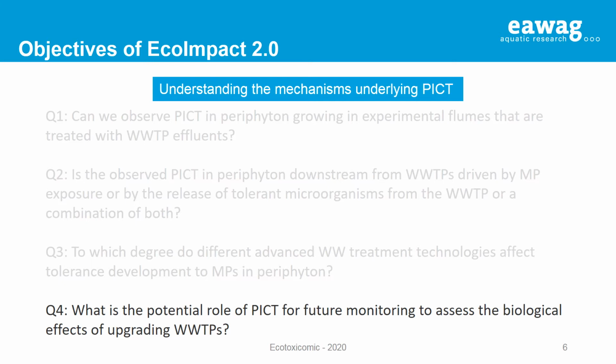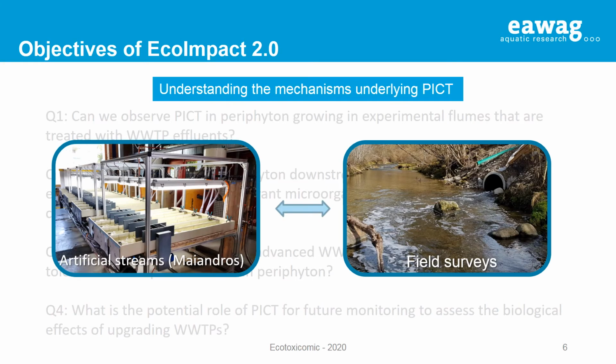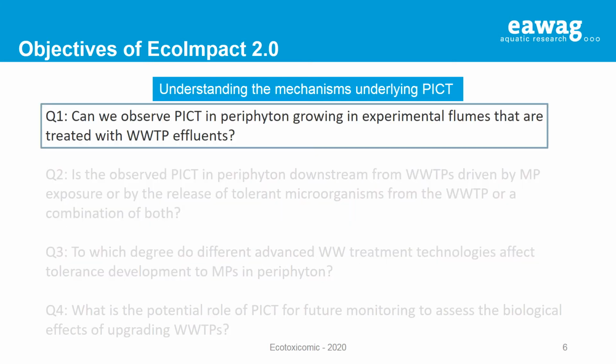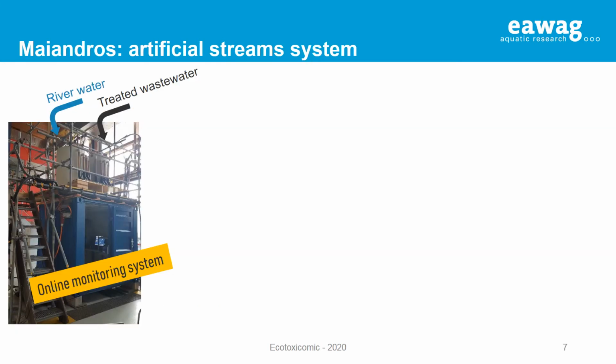To answer these questions, in the project we combine experimental studies in artificial streams under controlled conditions with field surveys. Today I will present the result of the first experiment, which aimed at answering the first question and which was done in the artificial stream system called Maiandros. Maiandros consists of 20 artificial flow-through channels mimicking the river, where Periphyton grows on glass slides under different mixtures of river and wastewater effluent. The entire system is mobile. It can be installed in other wastewater treatment plants.